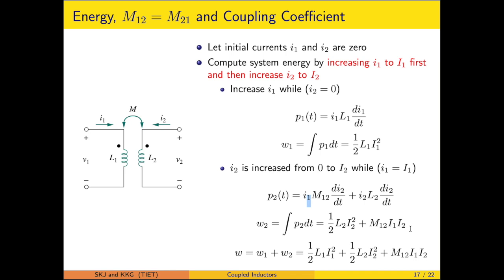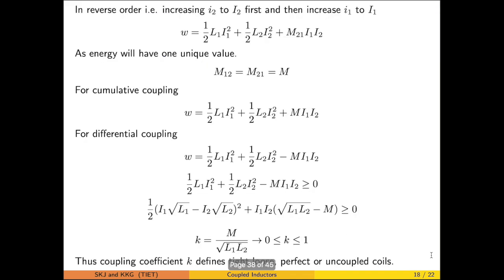When we are combining, it gives rise to the value half L1 I1 square plus half L2 I2 square plus M12 I1 I2. Now this particular procedure is repeated in the reverse manner. Reverse manner suggests increase the current I2 from 0 to capital I2 first, and then increase the current I1 from 0 to capital I1 while keeping the second current at level I2. So using the same procedure, this is giving the energy.